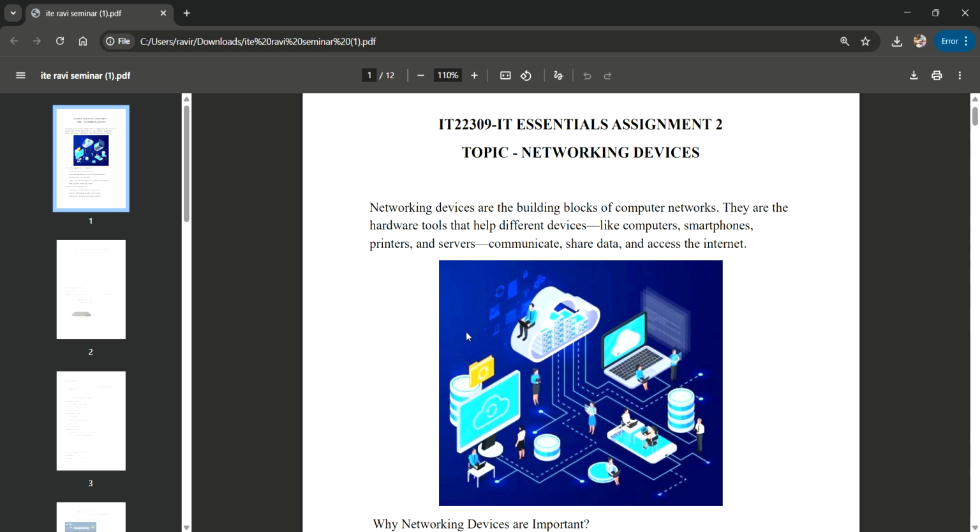In this video session, we are going to discuss about the networking devices. So basically, networking devices are the building blocks of computer networks. They are the hardware tools which help different devices such as computers, smartphones, printers, and servers, etc., to communicate with each other and also share data among them and access the internet.